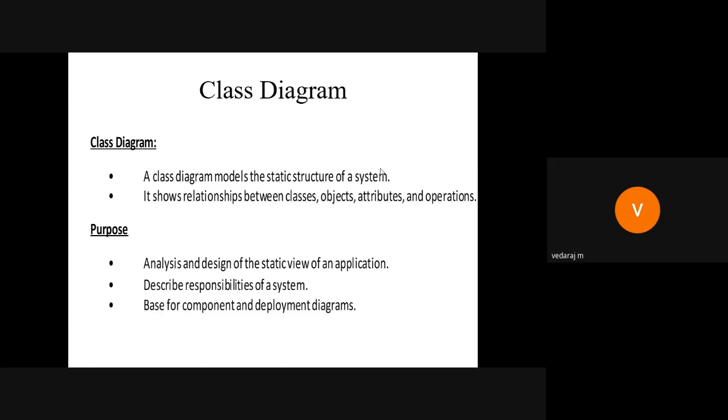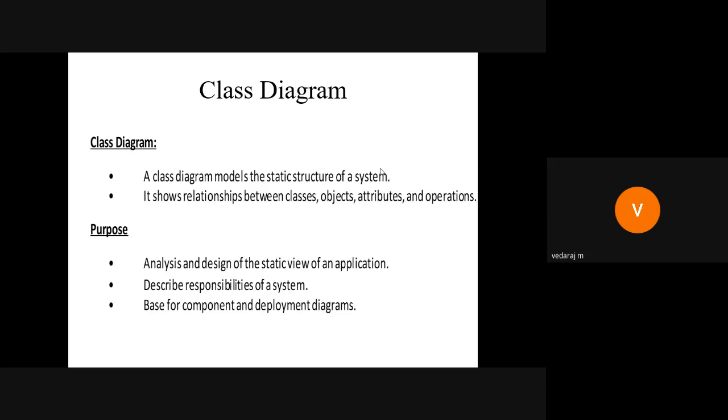It is fixed. For example, take the class notation. The class notation is common for all class diagrams. You cannot change or modify the class notation, right? So some parts of the class diagram cannot be modified. Some components of the class diagram cannot be changed. That is called the static structure of the system. So the class diagram is for describing the static structure of the system, right?